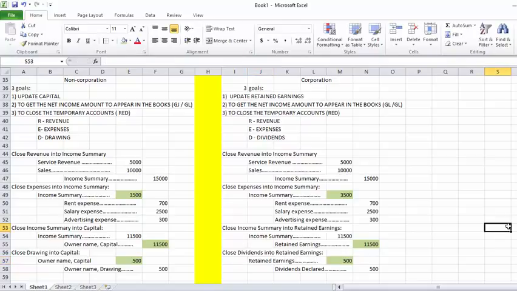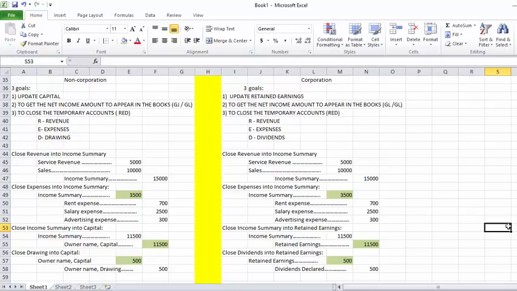Okay, and those are the closing entries. So you're seeing the closing entries under a non-corporation, and now over on the right side, you're seeing the closing entries in a corporation. Okay, so hopefully what I did makes a little sense to you. If it doesn't, please make sure you read your chapter on corporations.